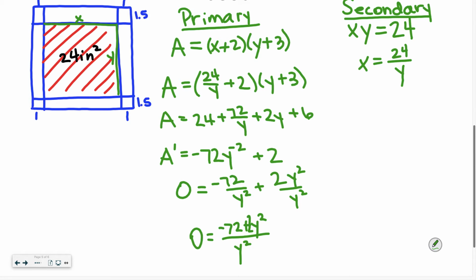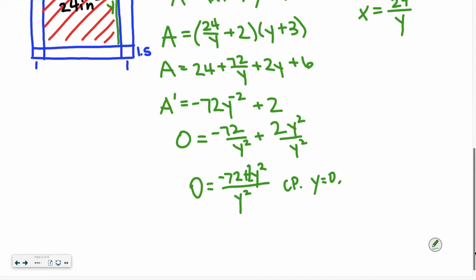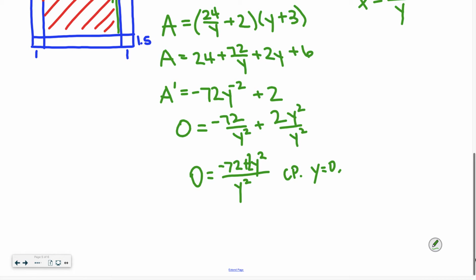Okay, so our critical points. Where's our denominator? 0. Okay. And where is our numerator? 0. Plus or minus 6?